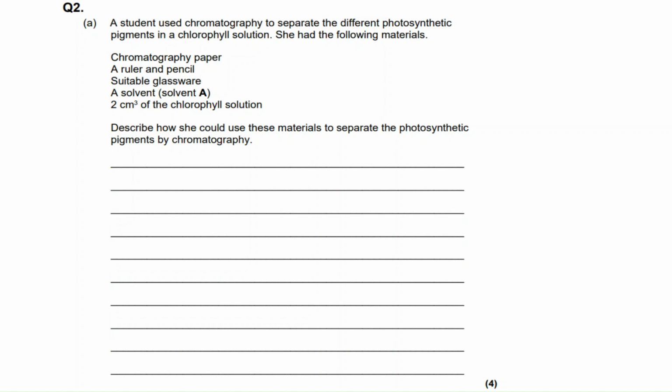A student used chromatography to separate the different photosynthetic pigments in a chlorophyll solution. She had the following materials. So your chromatography paper, a ruler and a pencil, suitable glassware, so that's what you put your paper in, a solvent, so they've called it solvent A here, and 2 centimeters cubed of the chlorophyll solution. So describe how she could use these materials to separate the photosynthetic pigments by chromatography.